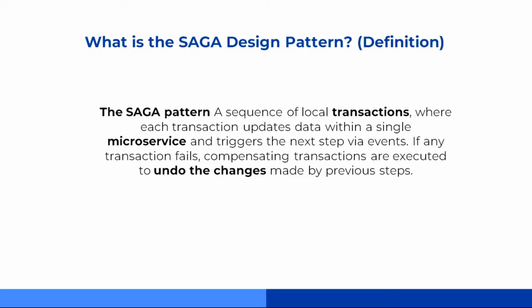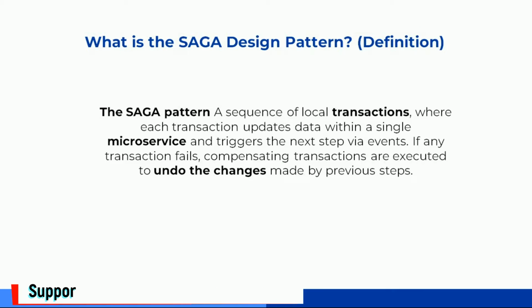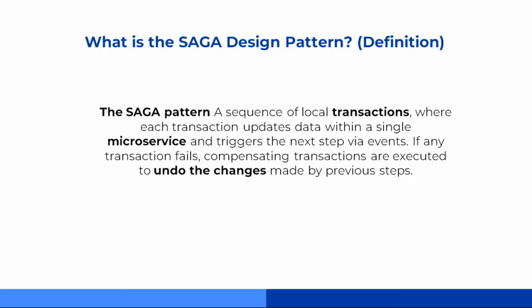Well, imagine you have got a big business process that touches multiple microservices, like placing an order, reserving inventory, and processing payment. In a monolithic app, this would be one nice big transaction, but in microservices, each service has its own database. So doing one big transaction across them is just not possible. That's exactly where Saga comes in.